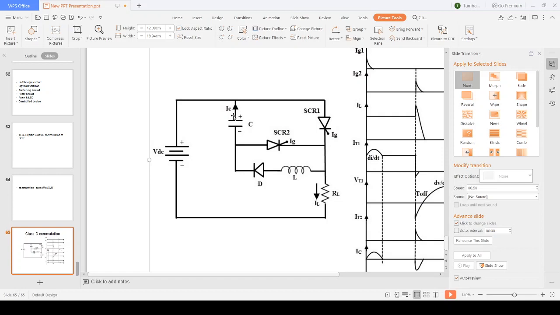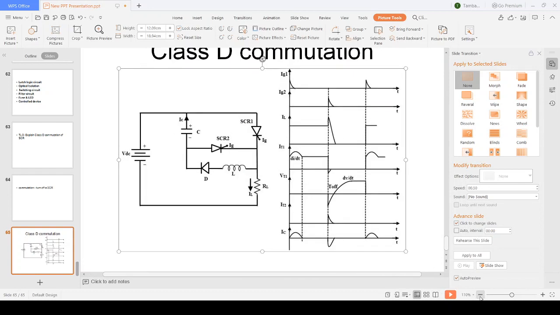At the end of this discussion, please solve the homework question. What is the homework question? Draw the circuit diagram of class D commutation. This is a homework question for all of you.